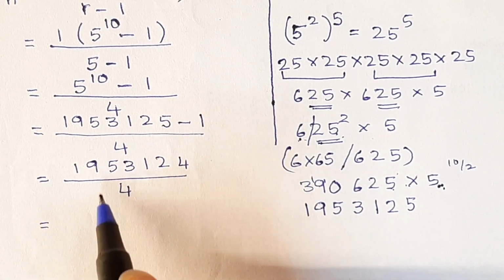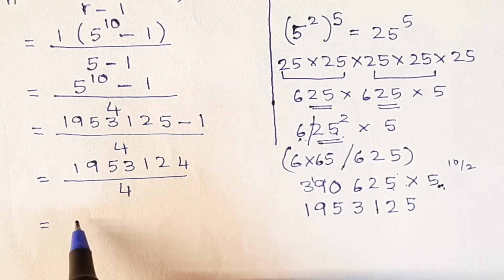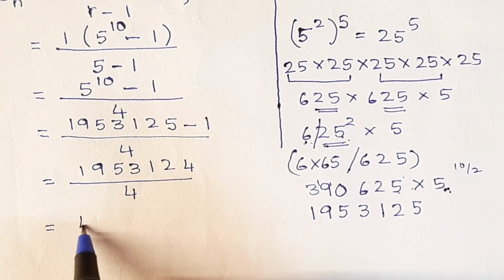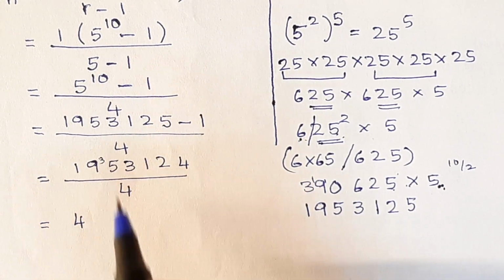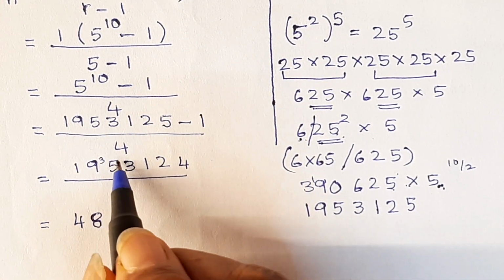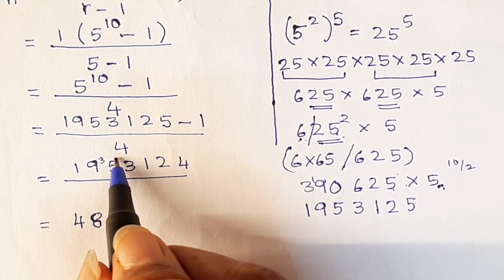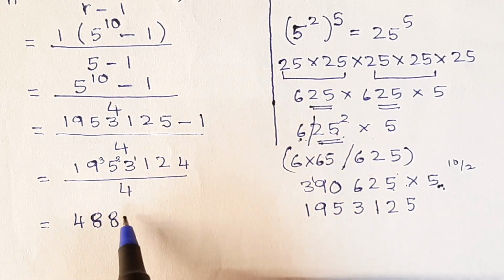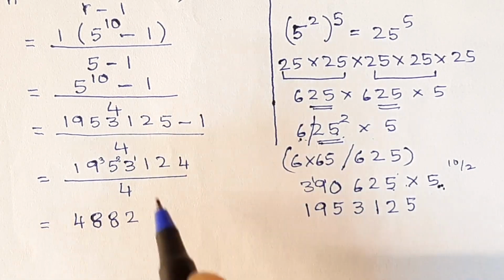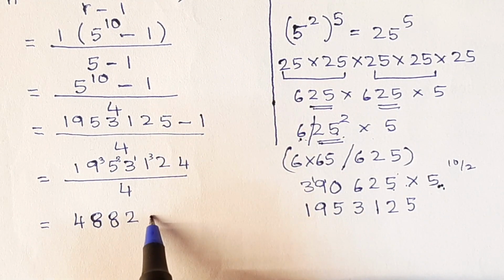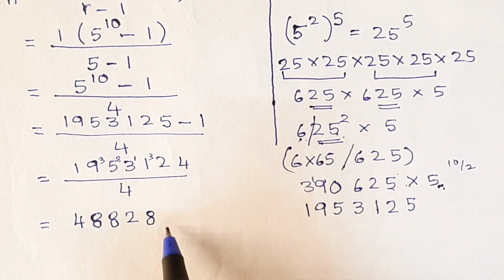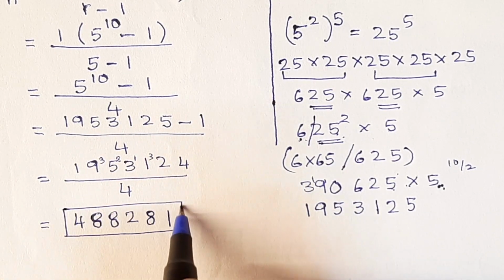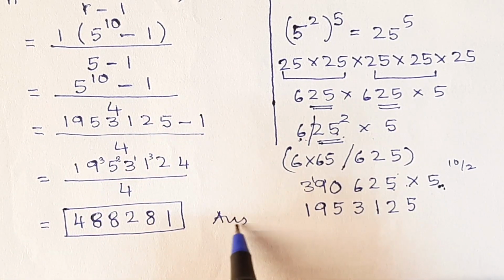Now 4 will divide this number. So it will be 4 4s 16, 4 8s 32, again 4 8s 32, then we have 4 2s 8, then we have 4 8s 32 and 4 1s 4. So you see we have a big huge number, but we have our answer.